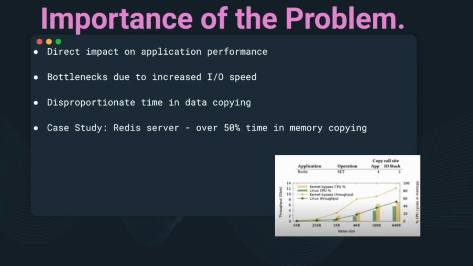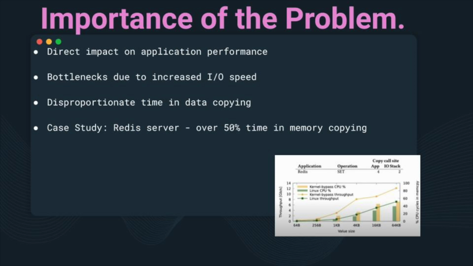Now, what is the importance of this problem? The significance of this problem lies in its direct impact on application performance. As I/O operations become faster, the proportion of time spent on data copying increases, leading to a bottleneck, which is not good. Tests with a Redis server showed that for large objects, a disproportionate amount of the processing time, over 50% actually, was consumed by memory copying, highlighting the inefficiencies and the need for optimization.